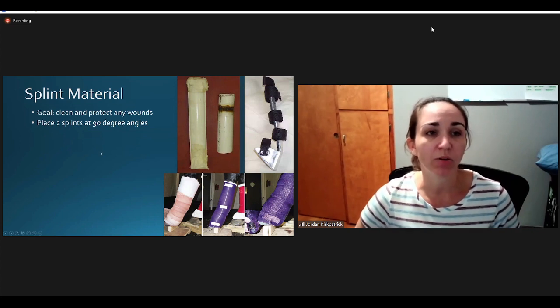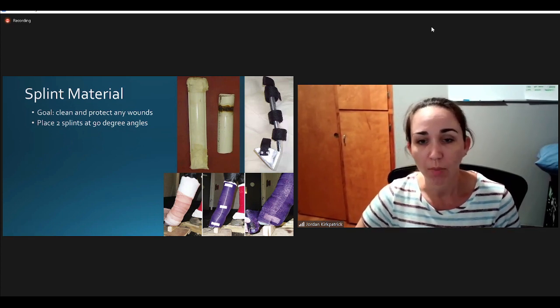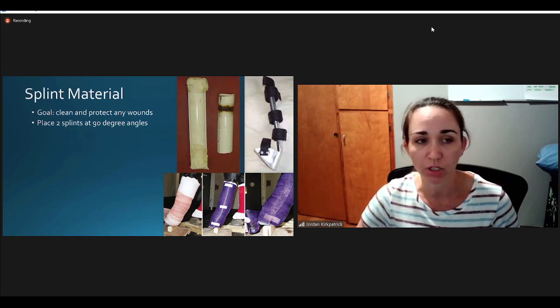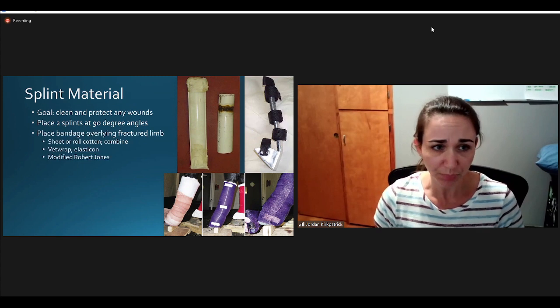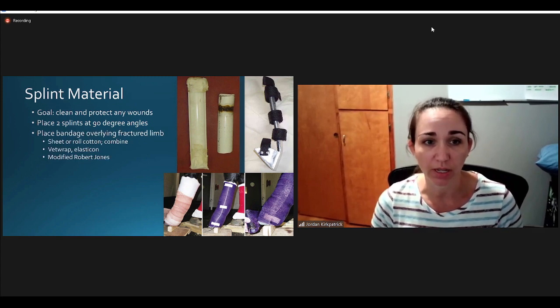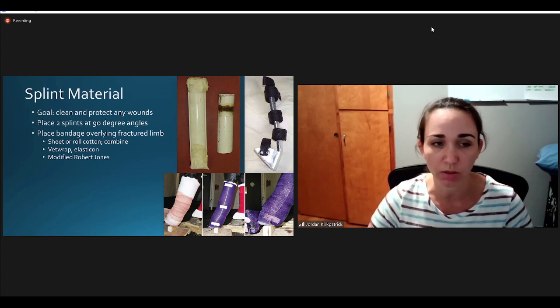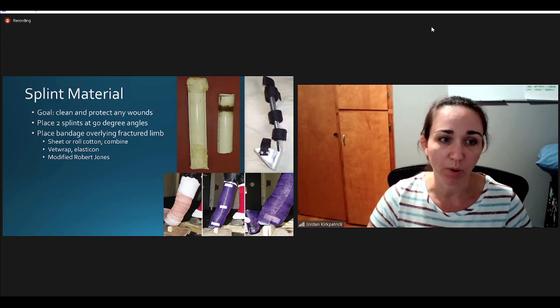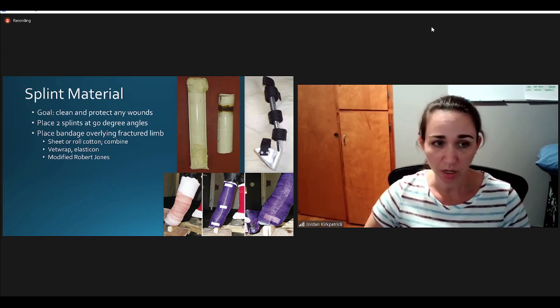So splint material, we want it to be clean and protective of any wounds. In general, depending on where the fracture is, you're going to place the splints at 90-degree angles to each other. So again, we'll place a bandage overlying the fractured limb, which is usually roll cotton or what we call a combine roll, which is also a type of cotton. And then brown gauze, vet wrap, elasticon. And again, we'll do 2 layers of that, which is called a modified Robert Jones.